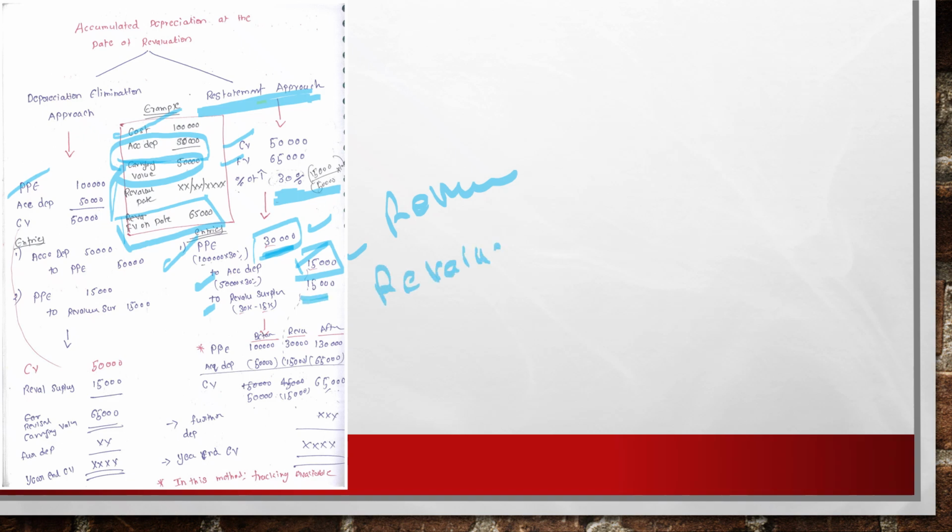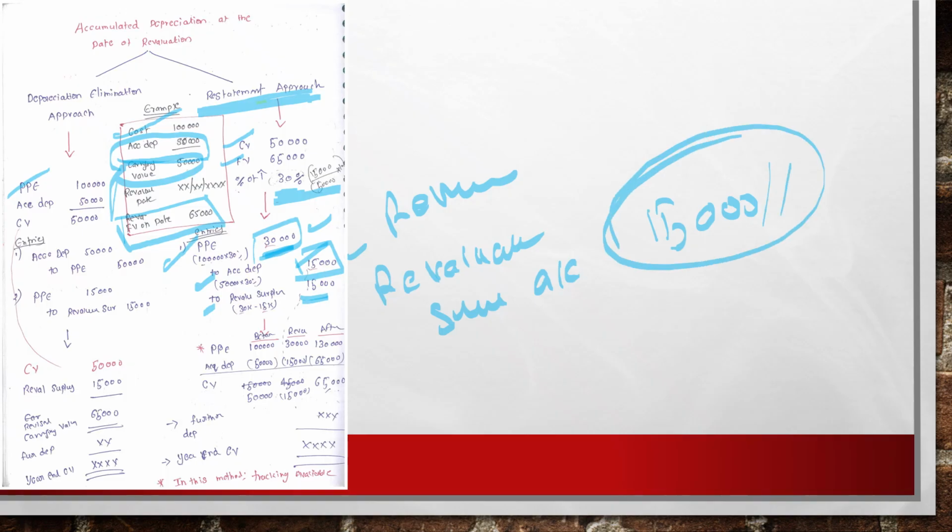So with this 30%, you should increase your PPE first. At the gross level, the PPE will increase by 30,000. The cost will increase by 30,000, and the accumulated depreciation also increases based on the percentage. Then your revaluation surplus, because this increase is only because of the revaluation. So you transfer that to the revaluation surplus account. This 15,000 on the credit side of the balance sheet, you should increase.